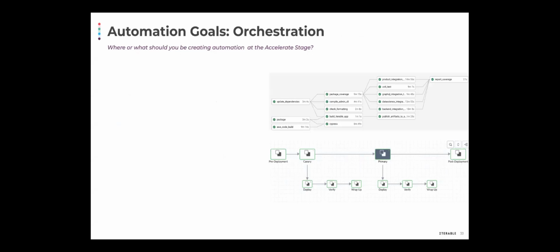So automation goals. Where or what should you be creating automation at this stage, right? So I think the most important thing is a robust CI/CD. So at Iterable, all automation is tied into our pipeline, right? Builds get triggered automatically, tests get run automatically, right?